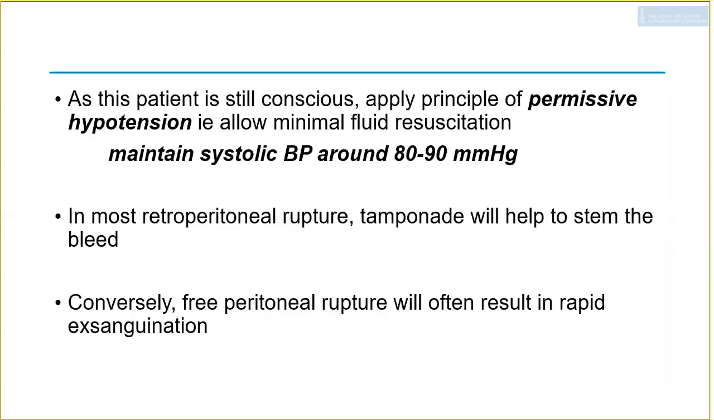So as this patient is still conscious, apply the principle of permissive hypotension, i.e. allow minimal fluid resuscitation. The current guidelines suggest that we should maintain the systolic blood pressure around 80 to 90 millimeters of mercury. A lot of studies in animal models have shown that in patients who are hemorrhaging, if you give them lots of fluid, this will increase the blood pressure, and this will increase the risk of the tamponade not functioning well to stem the bleed and increase the risk of further ongoing hemorrhage.